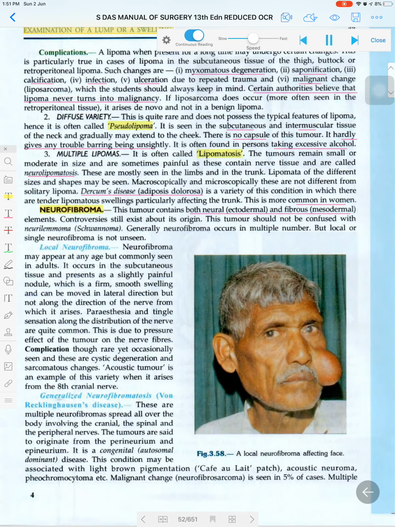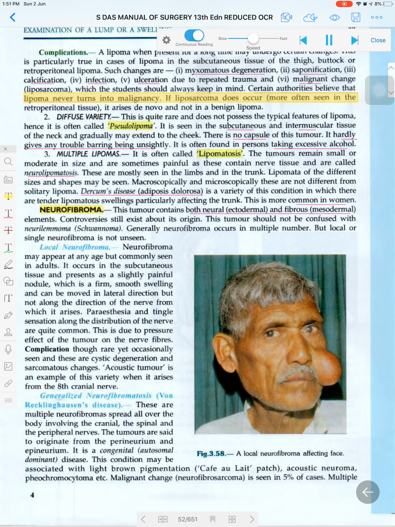Examination of a lump or a swelling. Complications. A lipoma when present for a long time may undergo certain changes. This is particularly true in cases of lipoma in the subcutaneous tissue of the thigh, buttock or retroperitoneal lipoma. Such changes are 1. Myxomatous degeneration, 2. Saponification, 3. Calcification, 4. Infection, 5. Ulceration due to repeated trauma, and 6. Malignant change, liposarcoma, which the students should always keep in mind.